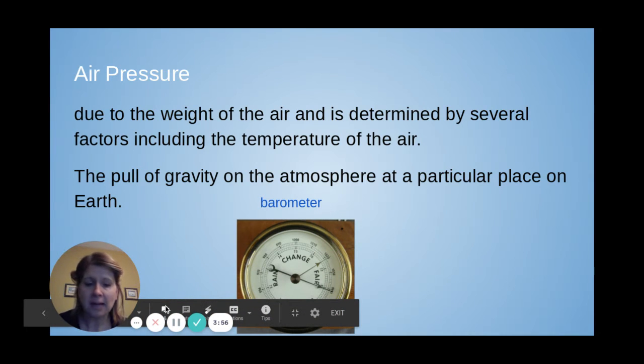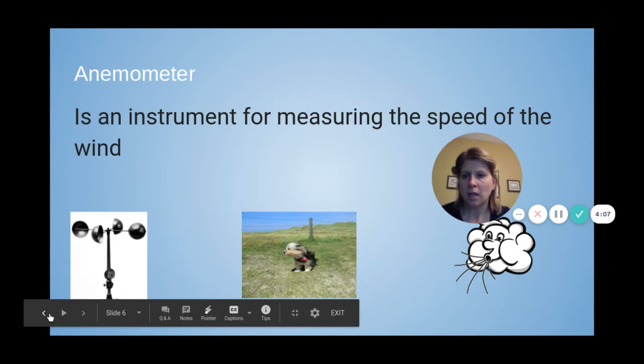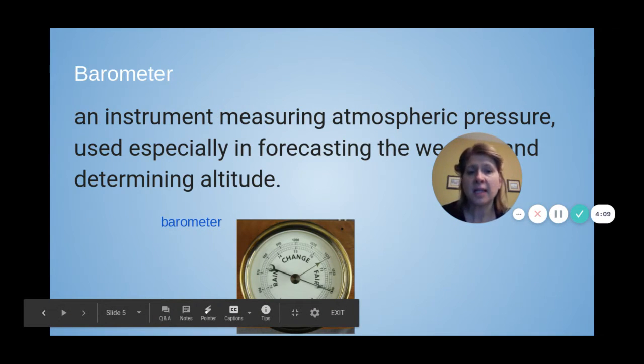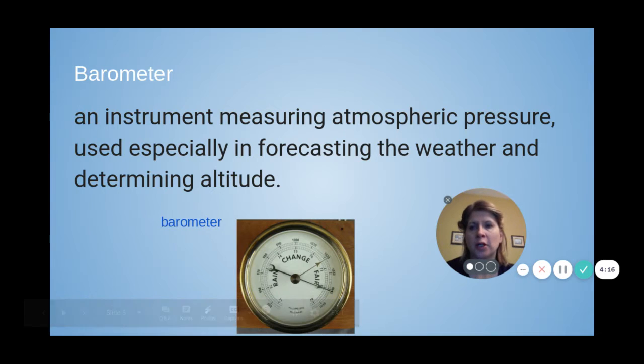Now we're going to be looking at what instrument is going to measure air pressure. The instrument that is used to measure air pressure is a barometer. A barometer is an instrument that measures the atmospheric pressure, which means the air pressure. Used especially for forecasting the weather and determining the altitude.